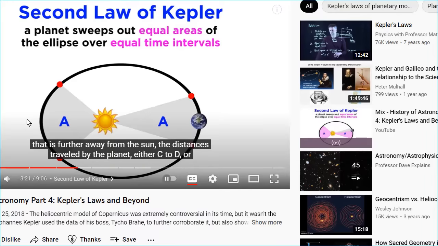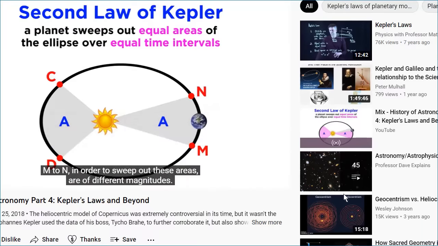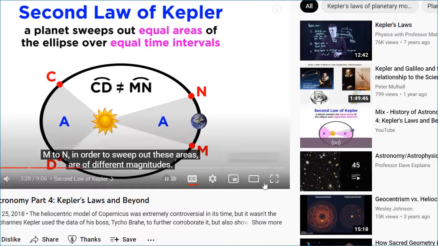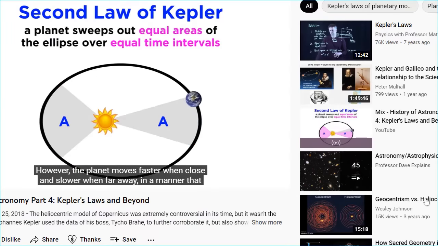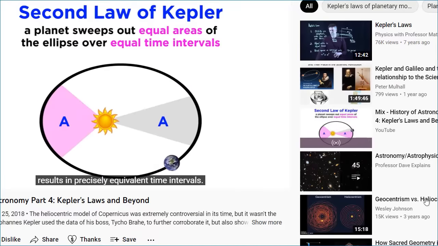The distances traveled by the planet, either C to D or M to N, in order to sweep out these areas are of different magnitude. The planet moves faster when close and slower when far away, in a manner that results in precisely equivalent time intervals.